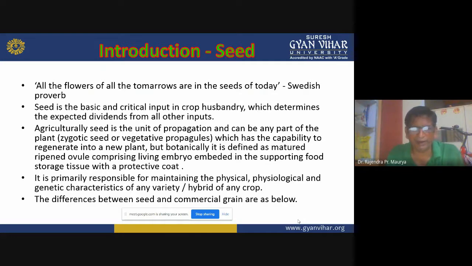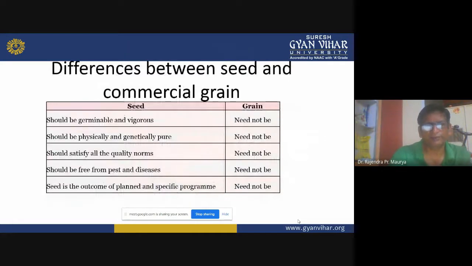Then it is primarily responsible for maintaining the physical, physiological, and genetic characteristics of any variety or hybrid of any crop. So we can say the seeds must be primarily responsible for maintaining the physical purity, physiological, and also the genetic characteristics. Then the differences between seed and commercial grain are as follows.